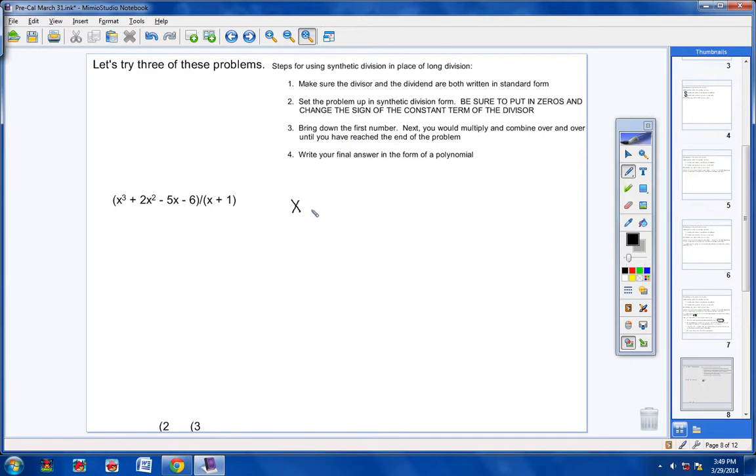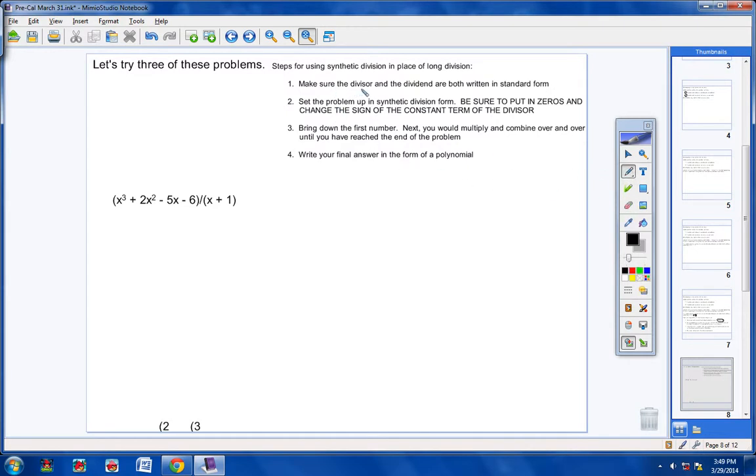Now what you did in the past was this. Remember, what I taught you last week was this. Do you remember this? This was called long division, right? Minus 5x minus 6. And we had to do that real long process. Hopefully you guys remember that. Well, instead of that, we're going to use synthetic division.